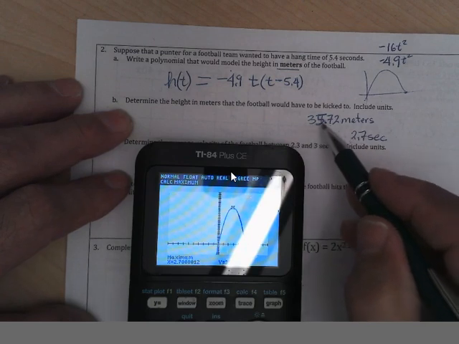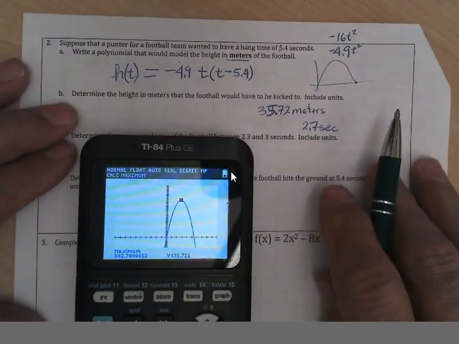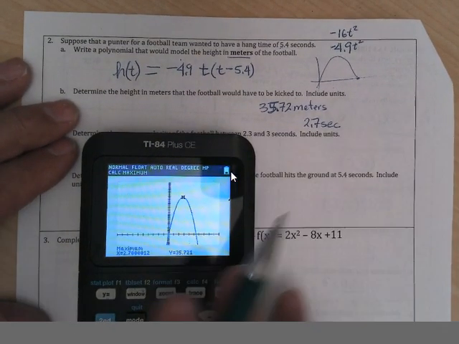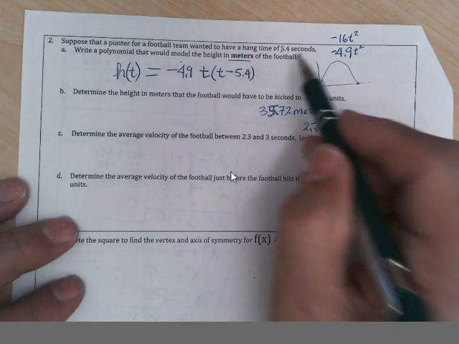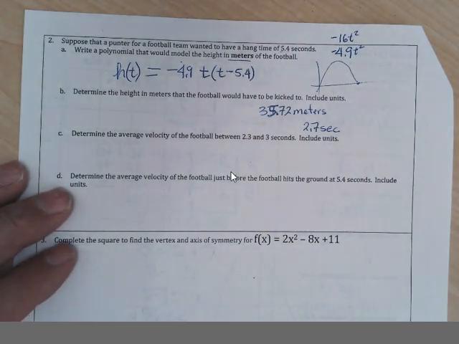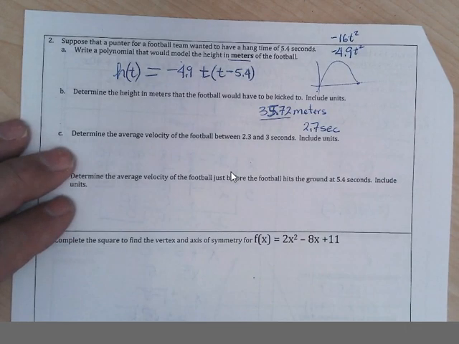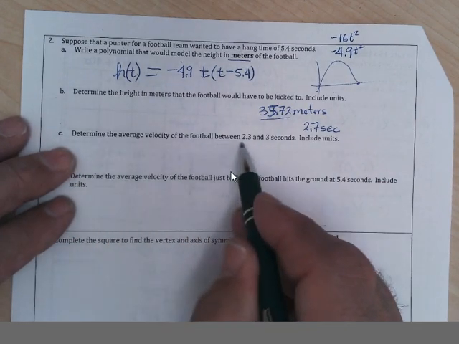So that's about 110 feet straight up. That is pretty hard to do. So if a punter's got a 5.4 second hang time, that is amazing.